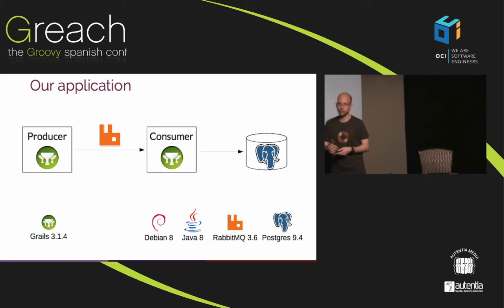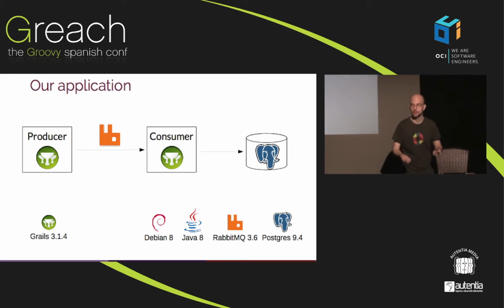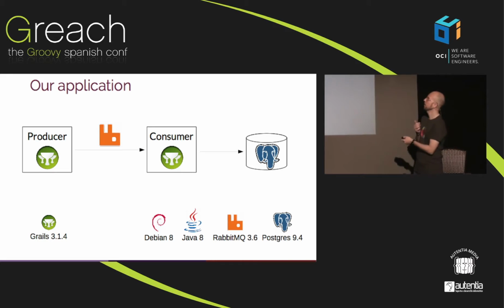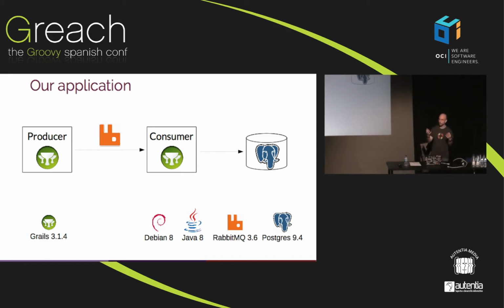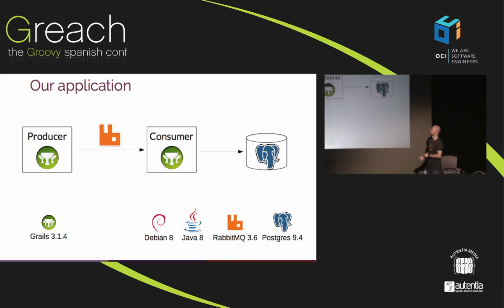So I have a producer that will create some messages. I have a consumer that will receive those messages through RabbitMQ, and the consumer will reverse this string and store it on a Postgres database. So it's very simple, but we have 4 different components, four moving parts that we need to configure. We need to be sure that they all talk to each other. So it's pretty simple, but it's not that simple. It's not just a scaffolding app.